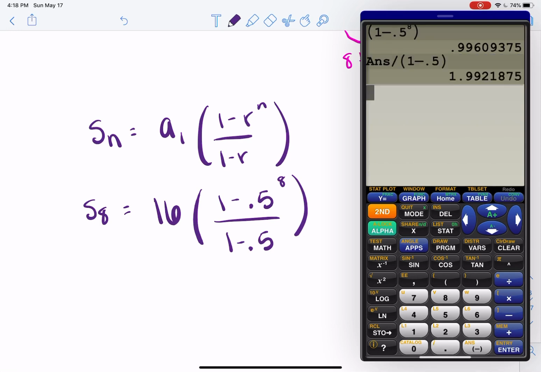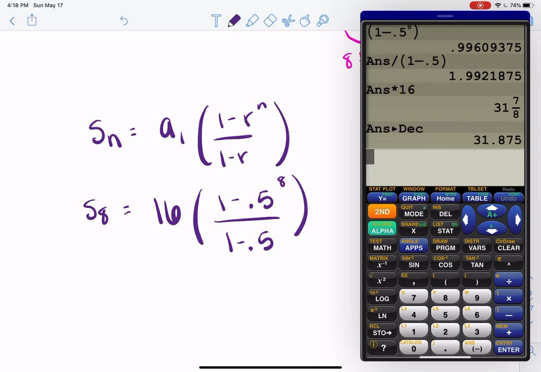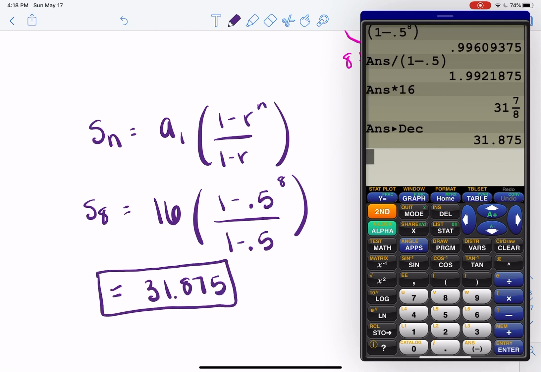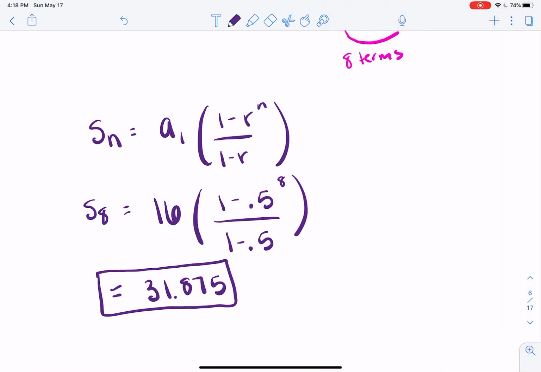Now I'm not going to write that down. That's a lot of writing. I'm just going to write times 16. And yours will probably show it as a decimal if you're following along. So that would be 31.875 is the sum. Okay, nice job. So let's go ahead and look at our summation notation or sigma notation on the next page.